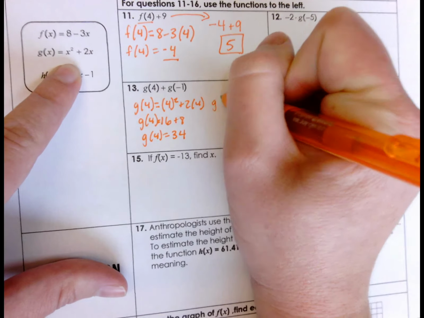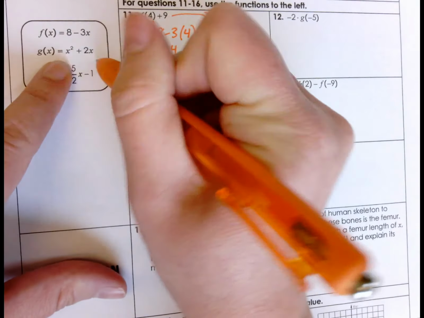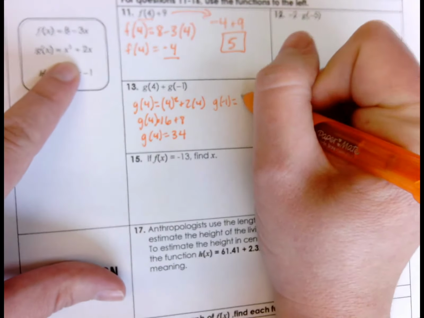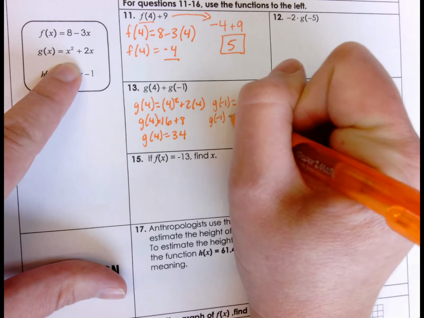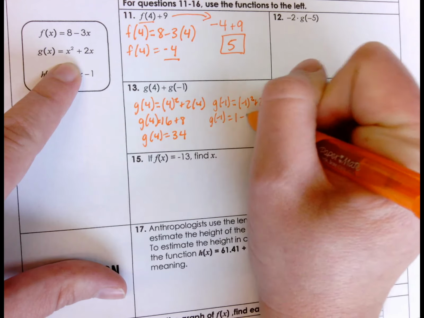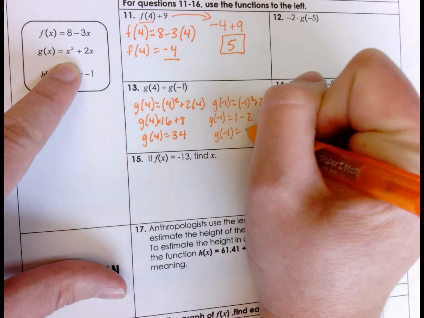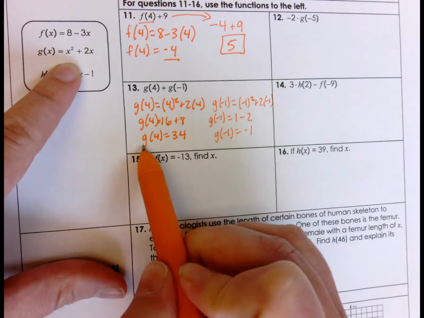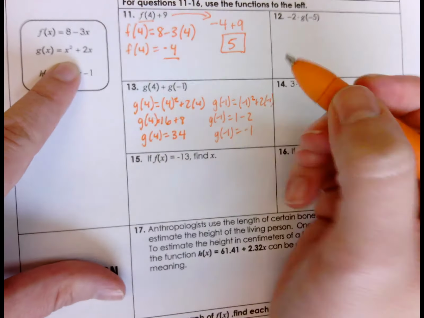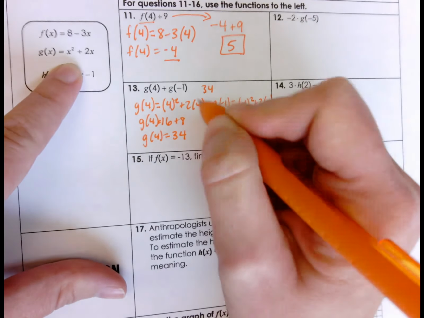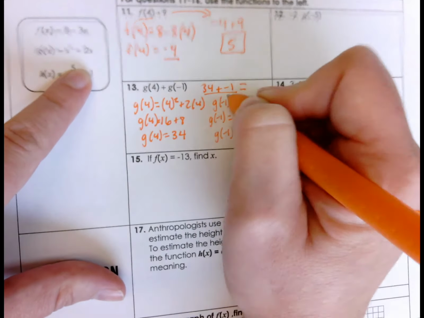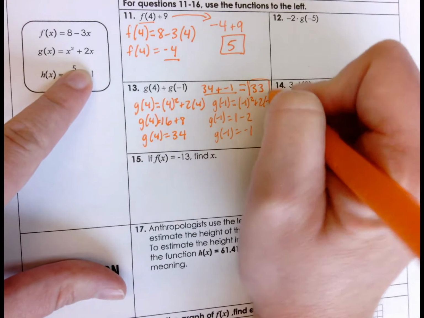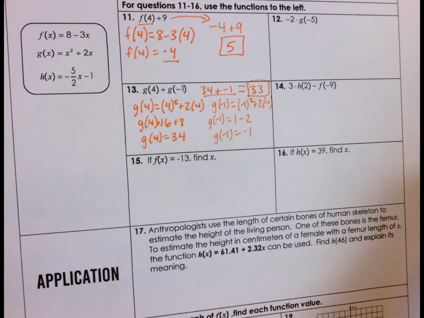So g of negative 1, same function. We're just going to plug in a different x value. So negative 1 squared, and that's going to be a positive 1 minus 2, which gives us a negative 1. And so now that I know that g of 4 is 34, I can plug it in right here. So 34. And I know that g of negative 1 is negative 1. I can plug that in. And so I end up with 34 plus negative 1, which is 33. Okay, so just a few extra steps on these, but you're still doing the same process.